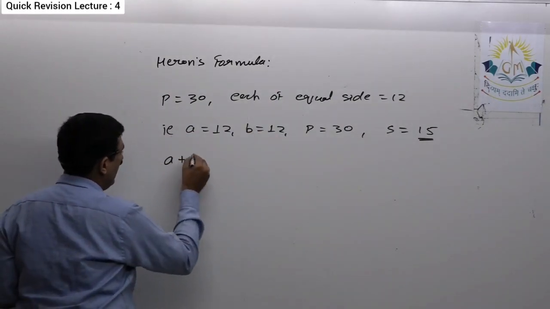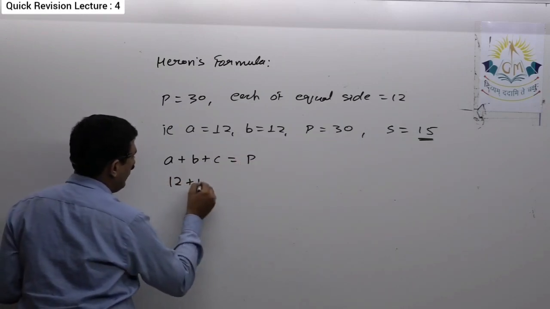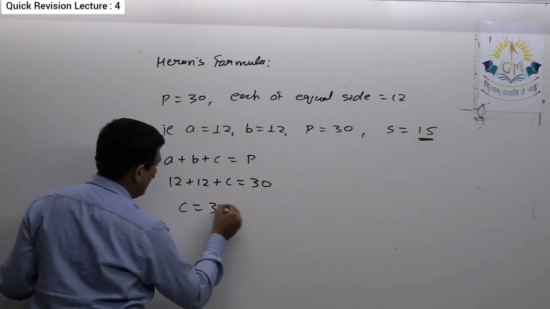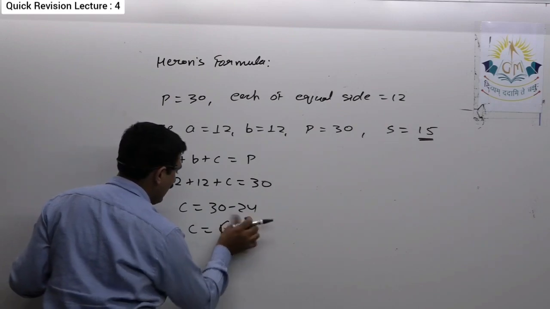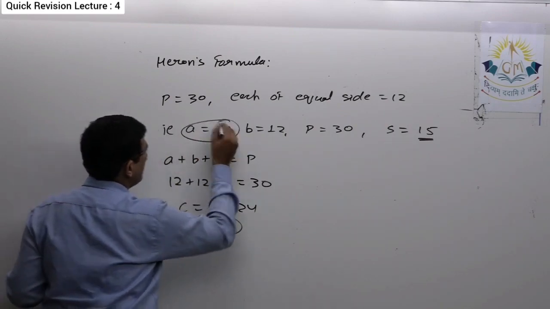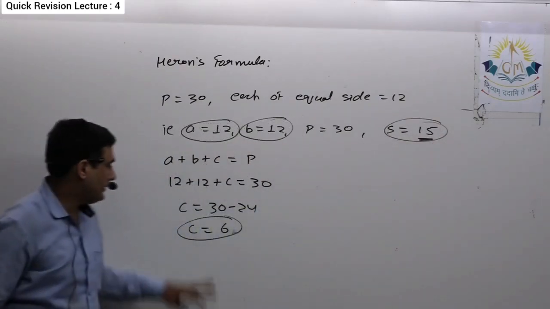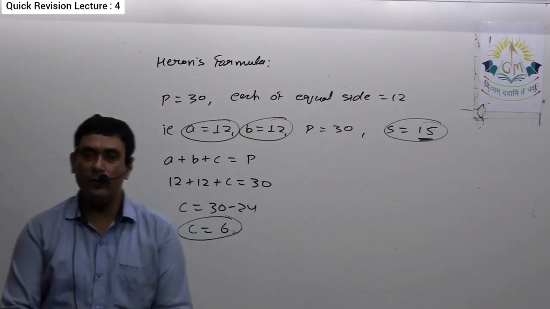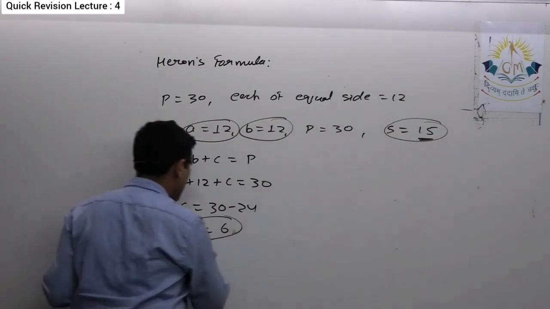Now how to get the third side? It's very simple: A plus B plus C is equal to P, that is 12 plus 12 plus C is equal to 30. So C is equal to 30 minus 24, so C is equal to 6. So here again I have all three things which I need to find the area of the triangle: A, B, C and S. So again I will put these values in the formula to get its area.